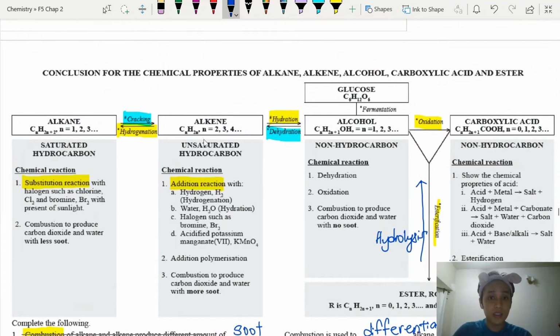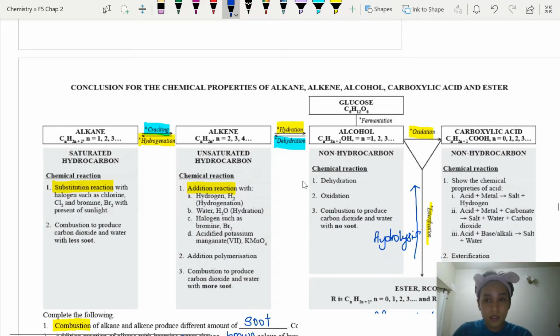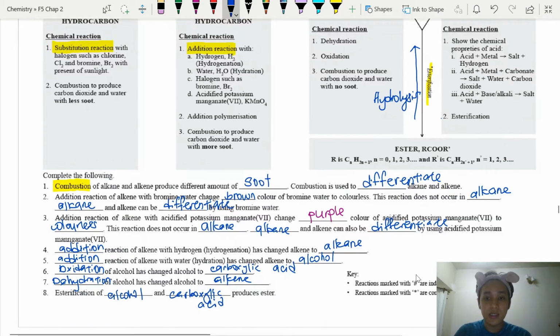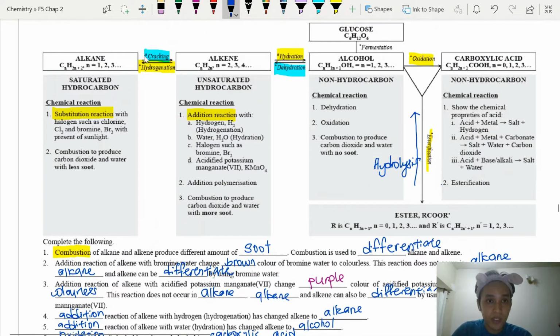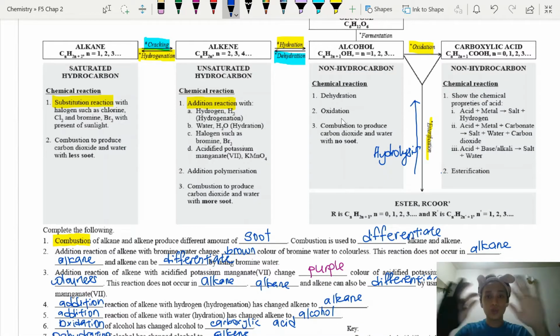There's a notation here which says that the ones with the hash, cracking and hydration, are done on the industrial scale, whereas the others you can do in the lab. Fermentation: remember, if you want to change glucose to alcohol, it's fermentation. You put in yeast. So this is the whole story of the carbon compound. Very, very important. Normally in questions, they don't just focus on one carbon compound.